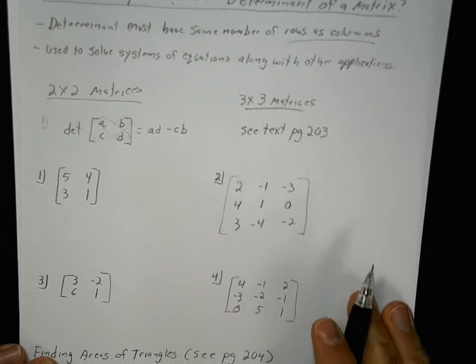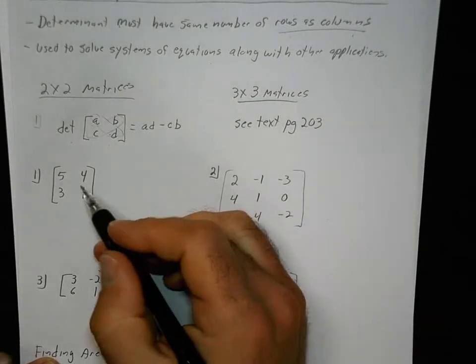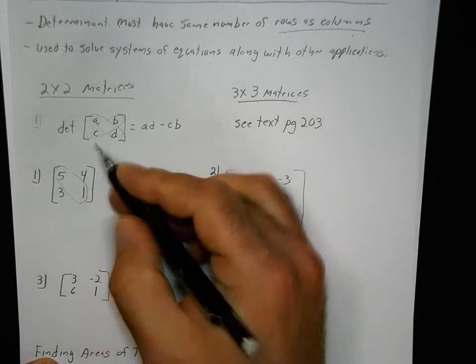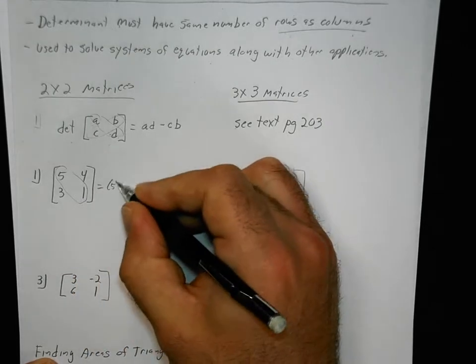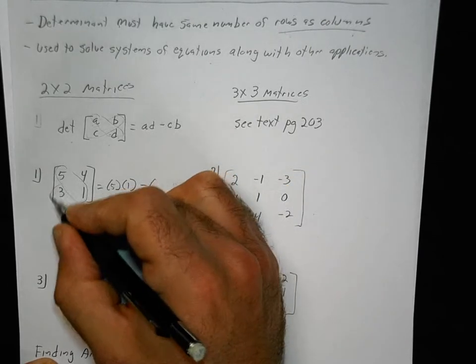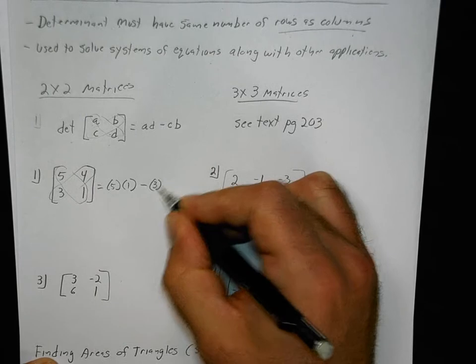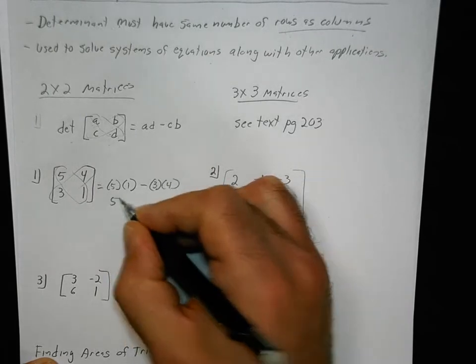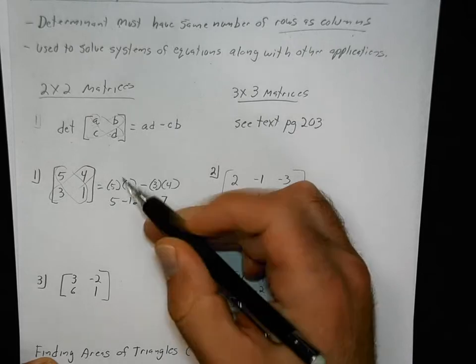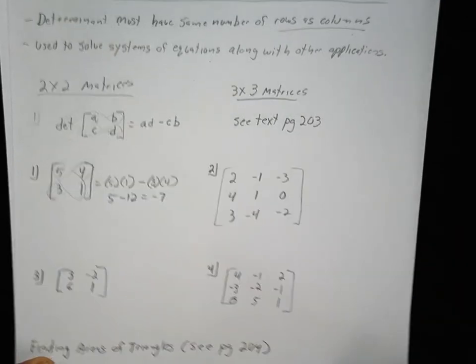Okay, so here's the first one. I believe it's the same example in your text. So we start in the top left, we multiply 5 times 1, and we subtract the product of the other diagonal here, 3 times 4. So you got 5 minus 12 equals negative 7. So the determinant of that matrix is negative 7.